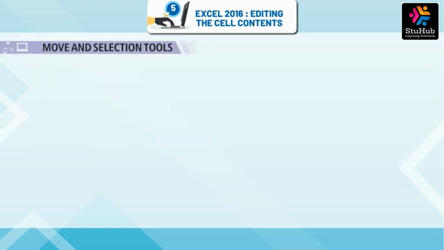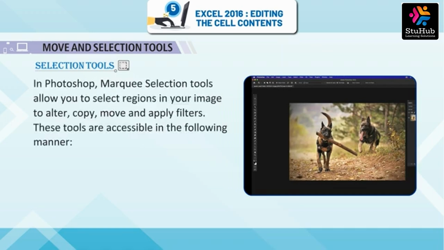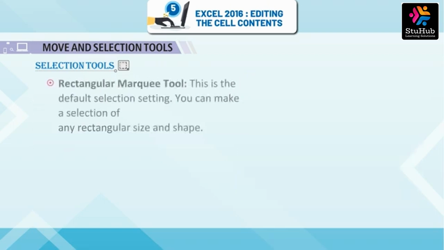Move and Selection Tools. Selection Tools. Selection tools help us to select a subpart of an image to work on and keep the remaining part of the image unaffected. In Photoshop, marquee selection tools allow you to select regions in your image to alter, copy, move and apply filters. These tools are accessible in the following manner.